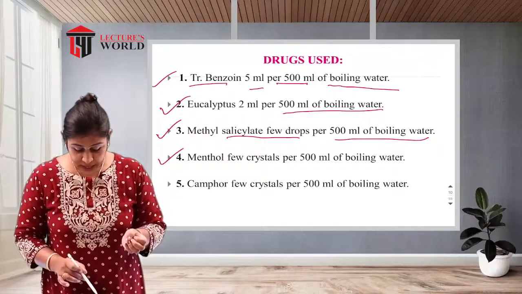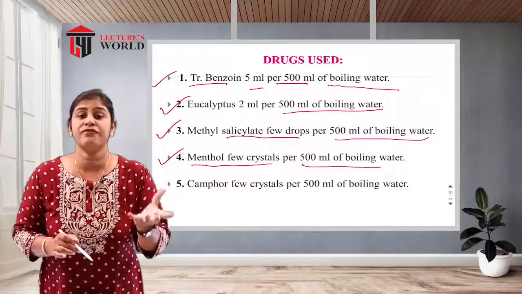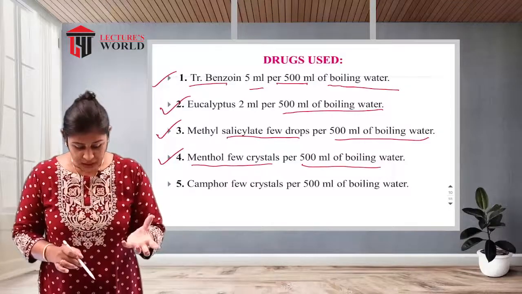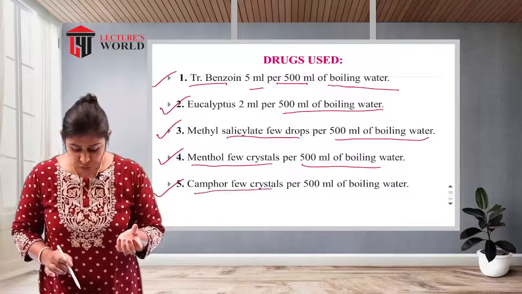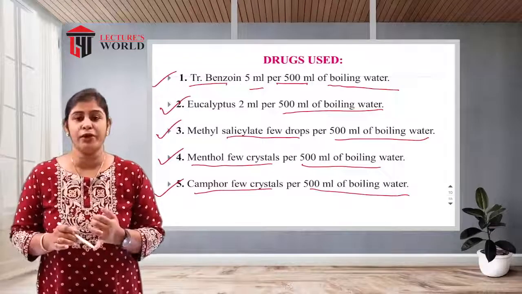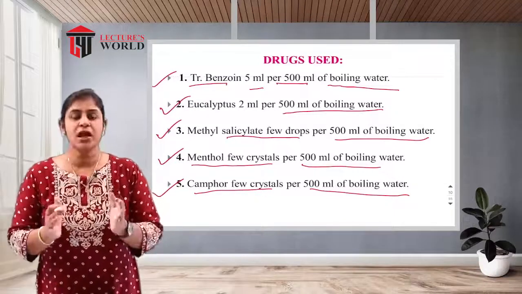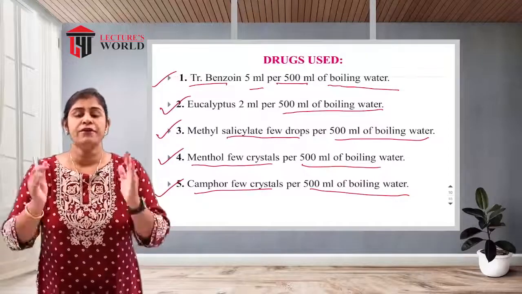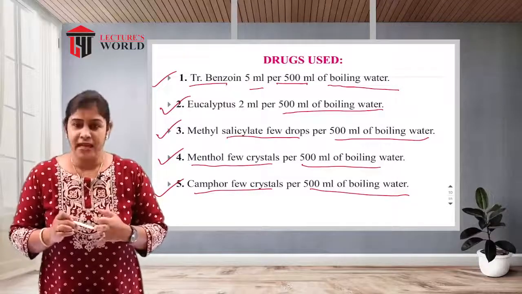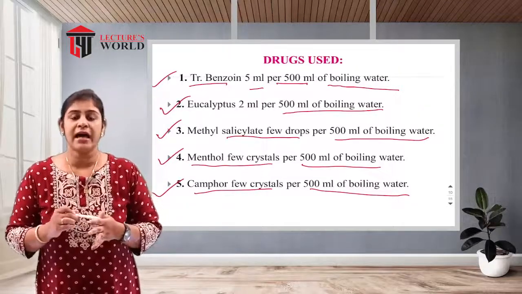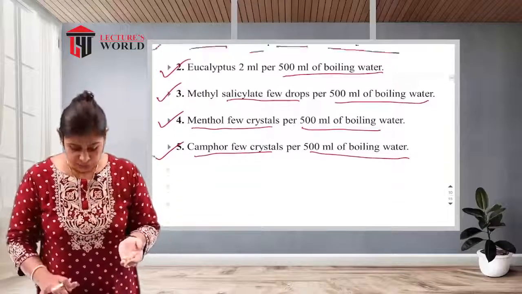Next, you can use menthol, a few crystals per 500 ml of boiling water. Next is camphor, a few crystals per 500 ml of boiling water. So these are the drugs basically used for the inhalation: tincture benzoin, eucalyptus, methyl salicylate, menthol and camphor. These are all the drugs basically used in inhalation.